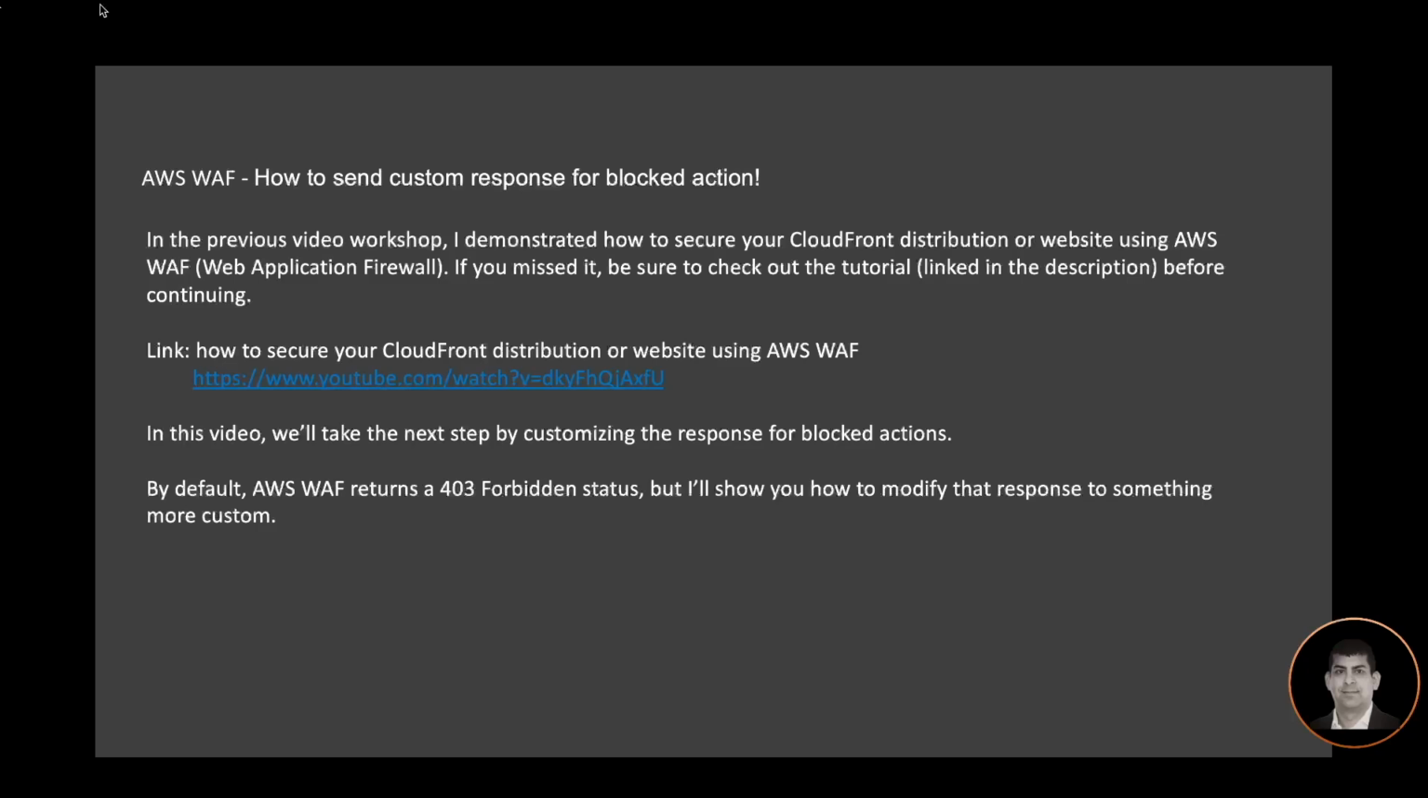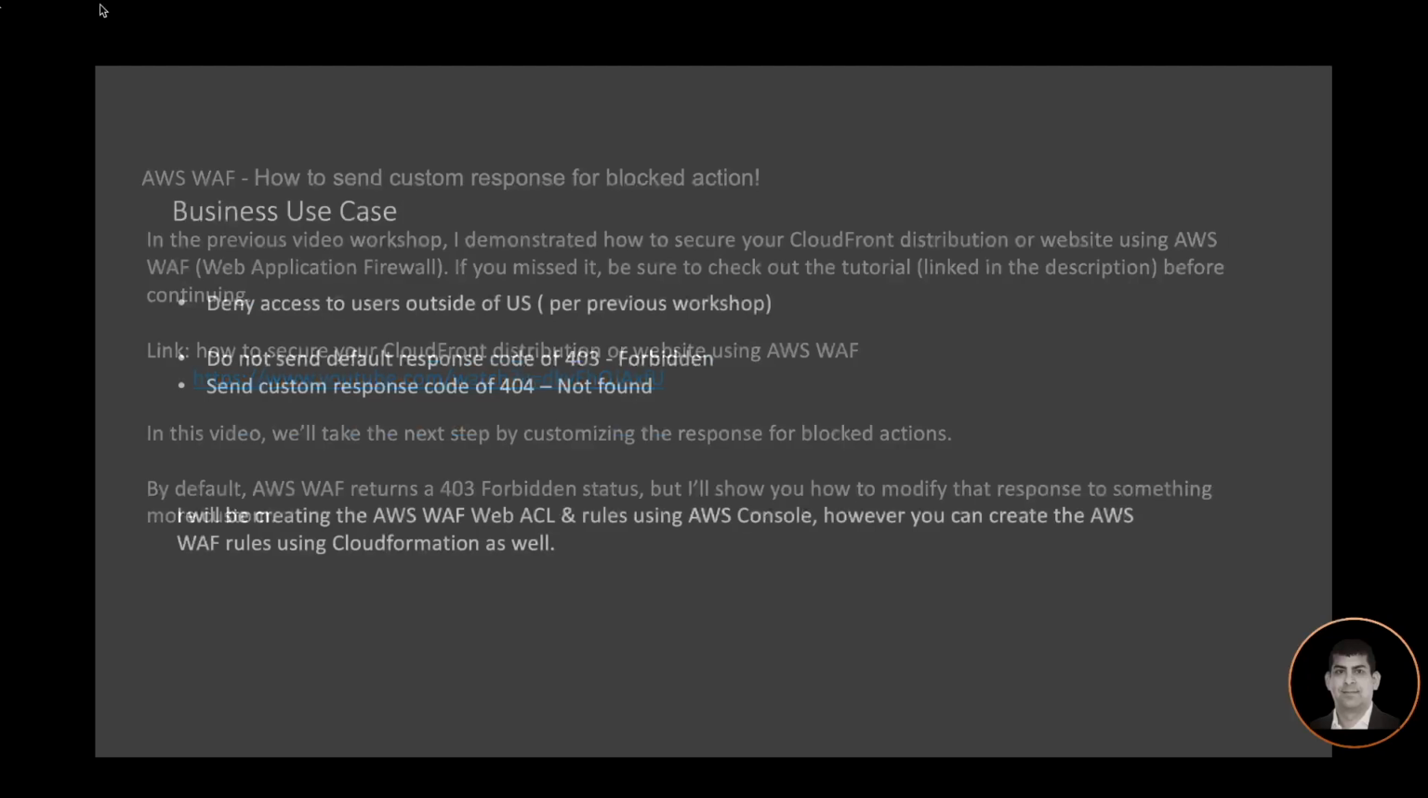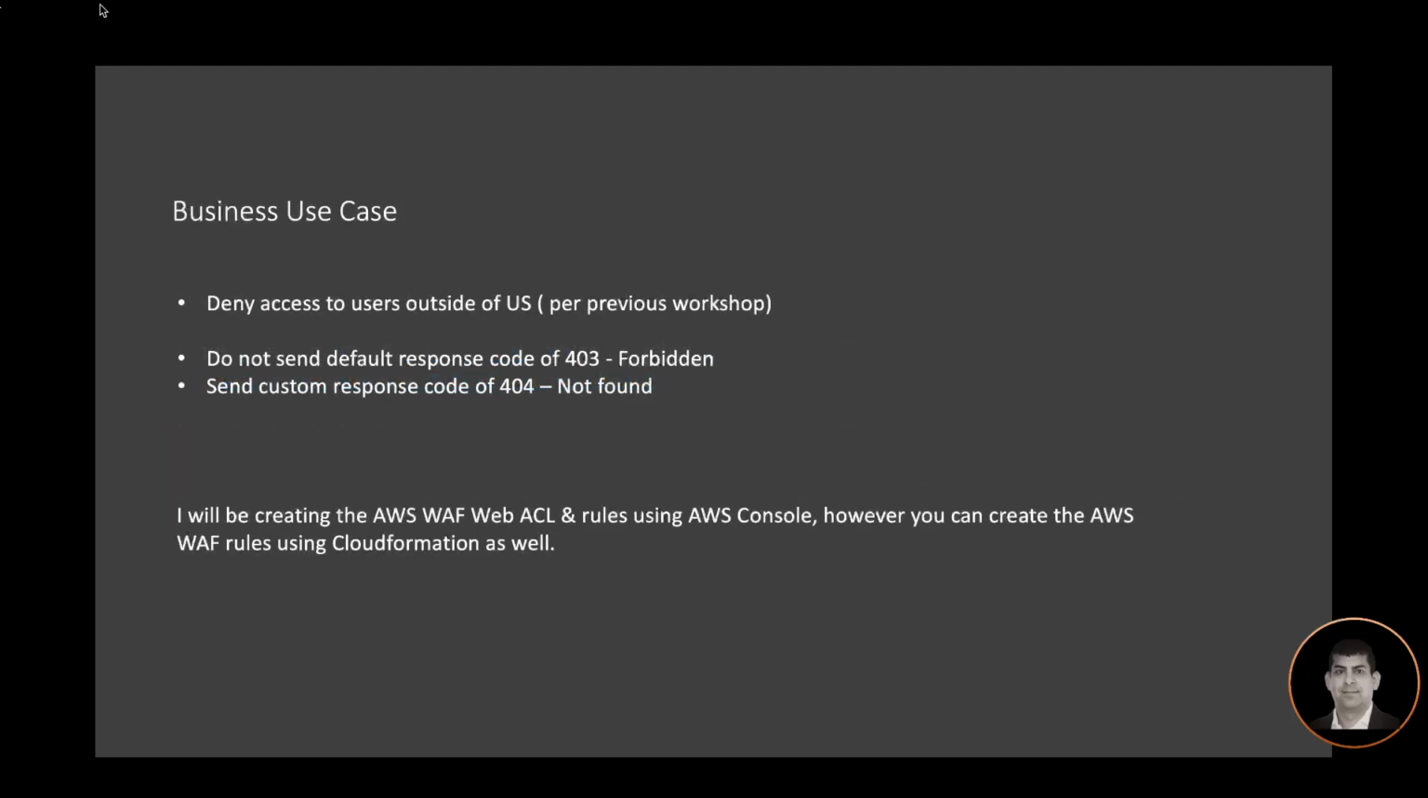Now in this video, we will take the next step by customizing the response for blocked action. By default, AWS WAF returns a 403 forbidden status, but I will show you how to modify that response to something more custom. Let's look at our business use case.